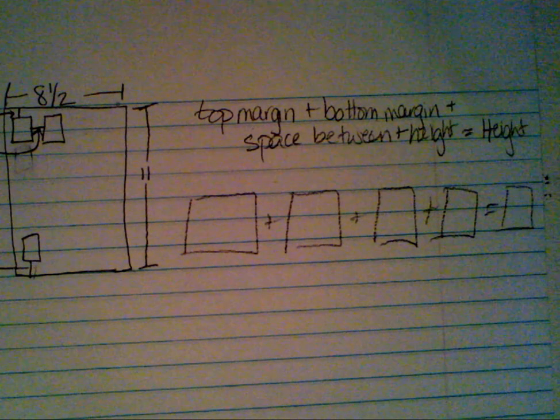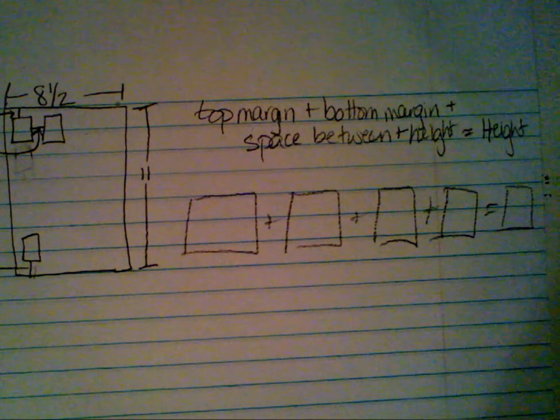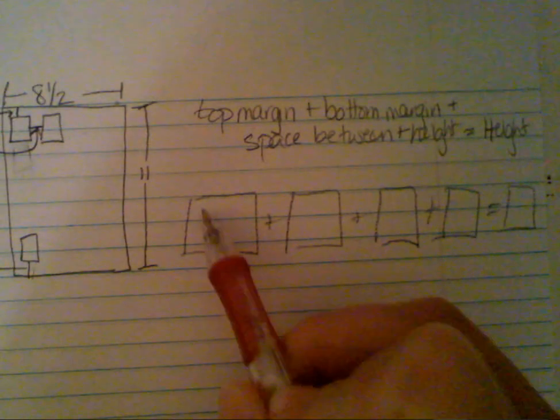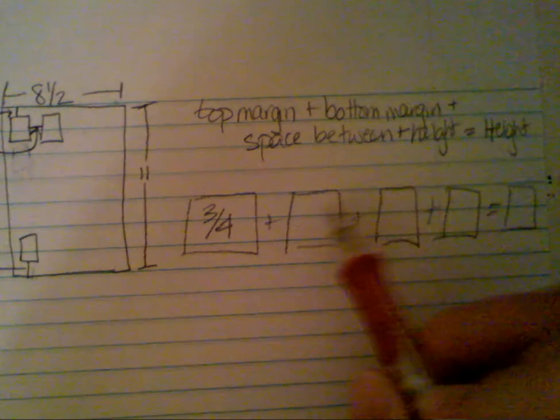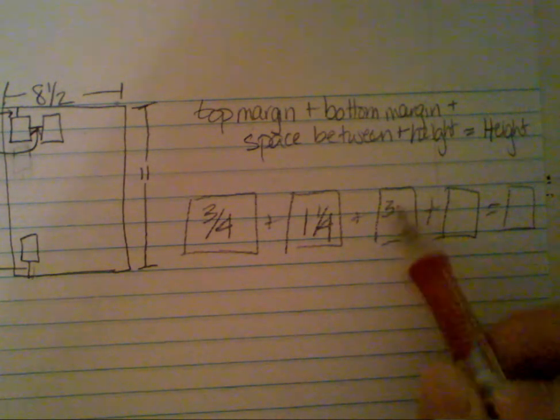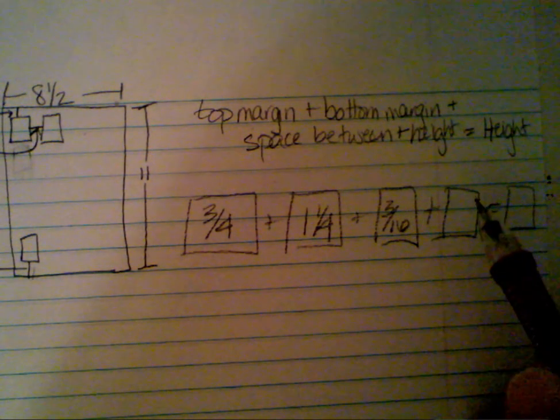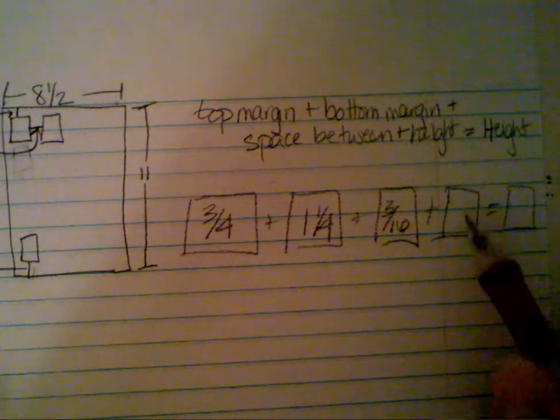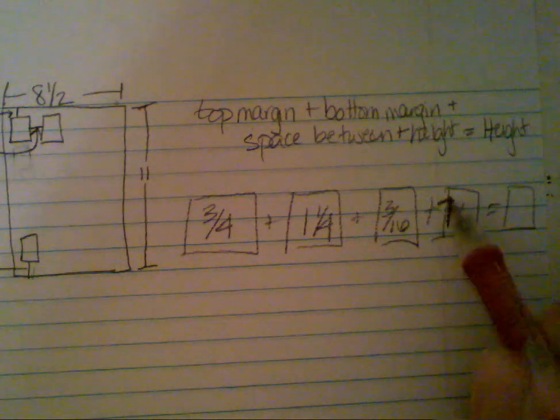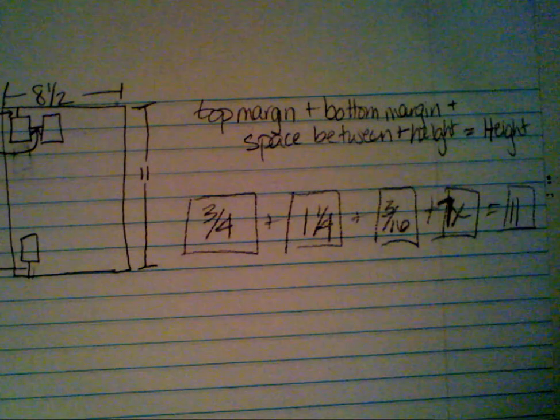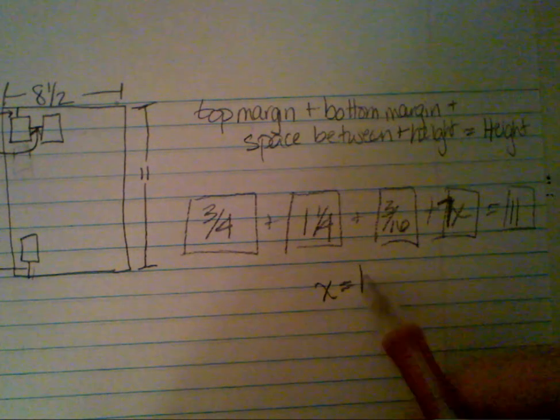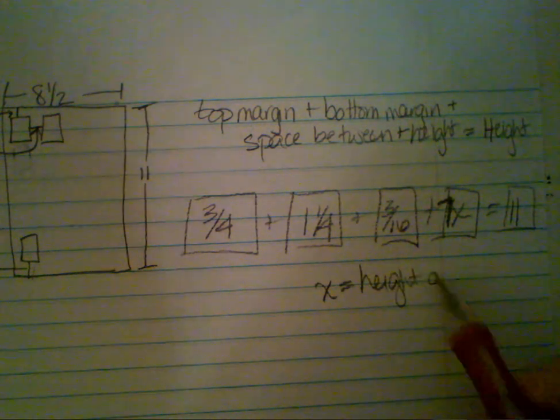So now the next step, once we have our verbal model, is to label. So the top margin, that distance is 3/4 of an inch. The bottom margin is 1 1/4 of an inch. The space between each picture is 3/16 of an inch. And we need the height of the picture, which is going to be x, but there's 7 of them, so we need 7x, and that equals a height of 11. So now we need to say what x equals, and x is the height of a picture.